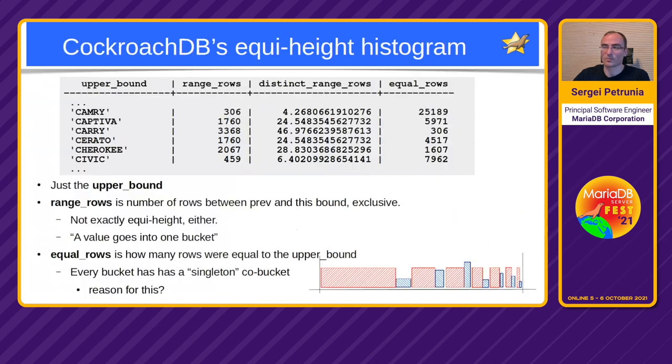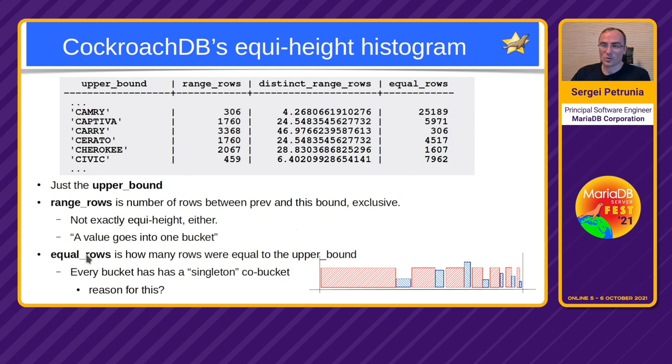If you look at other databases, for example CockroachDB, they're also open source, so it's possible to take a look. They present their histogram as a table, although it's not stored internally that way. You can just view it. They store just the upper bound. They store the range rows, which is the number of rows between this bound and the previous bound. Basically, the number of rows in this bucket except at the end point. You can see that it varies, so the histogram is not exactly equihight. I think the cause is the same as MySQL.